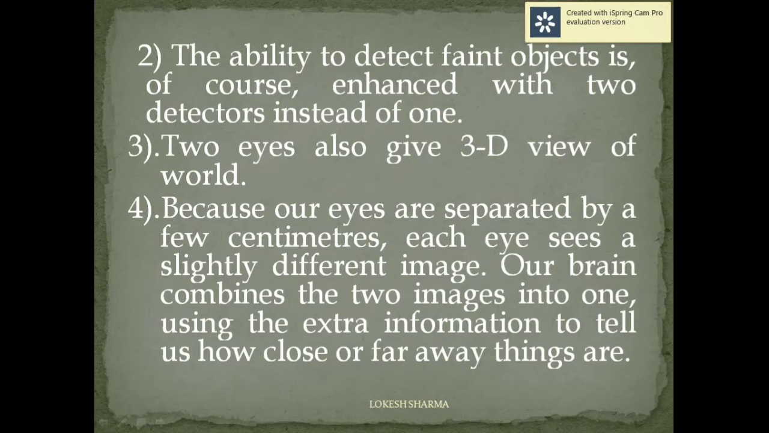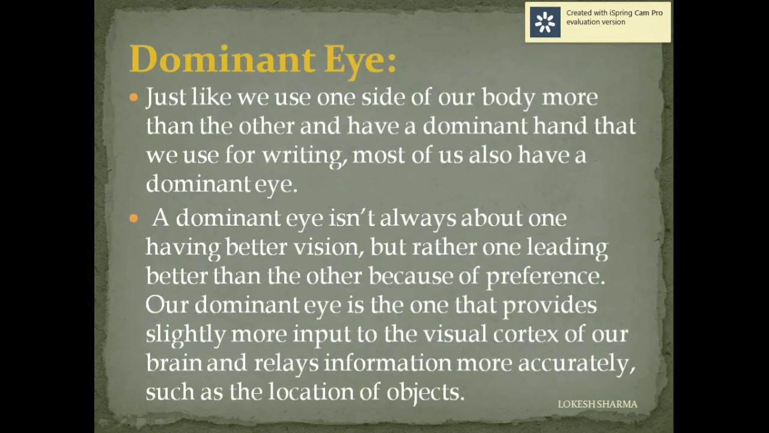Third, two eyes also give a 3D view of the world. Fourth, because our eyes are separated by a few centimeters, each eye sees a slightly different image. Our brain combines the two images into one, using the extra information to tell us how close or far away things are.